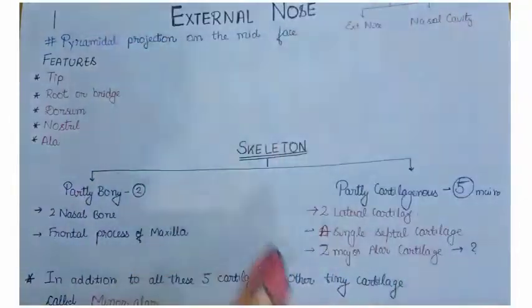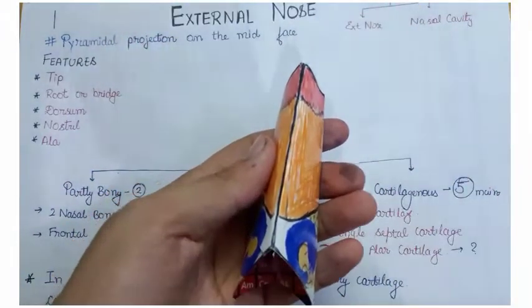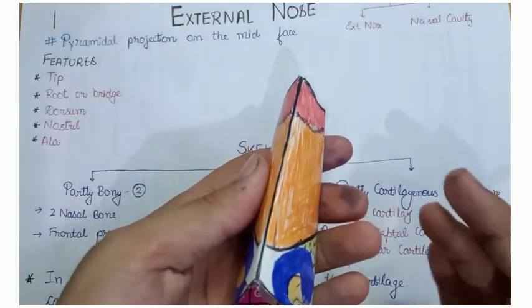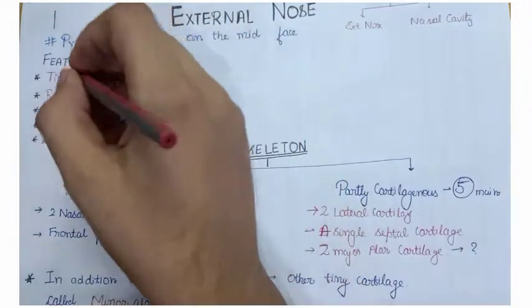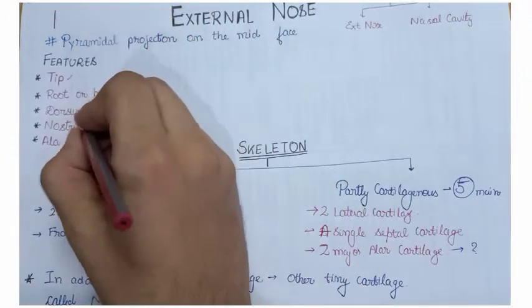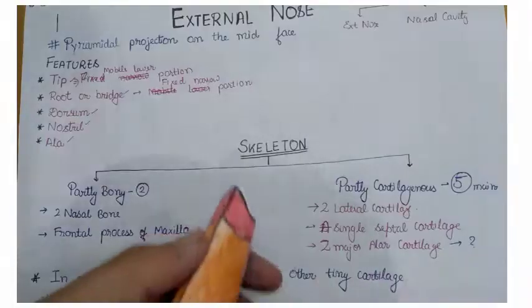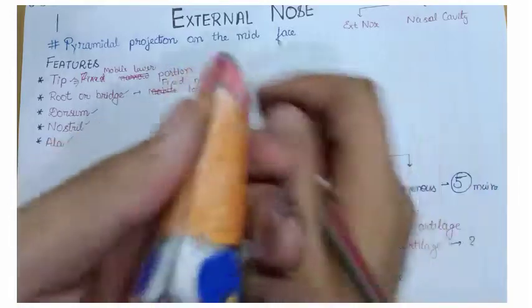Now let us look at the features of the nose and see how it is present on the face. With the pyramidal projection, that is the nose, we have the features: the tip of the nose, root or bridge, the dorsum, nostril, and the ala. The mobile lower portion that you move like this is nothing but the tip.